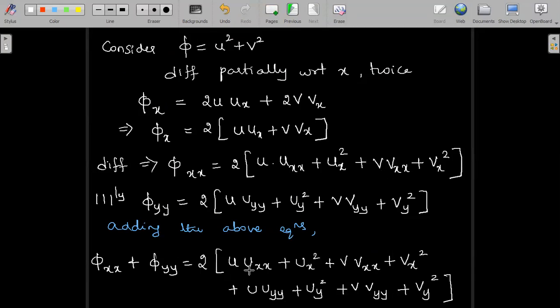Now in the next step, I will take common things together and group them. What I mean to say is, I observe that in u into uxx and u into uyy, I can take u common in these two expressions. Similarly, in v into vxx and v into vyy, I can take v common in these two expressions. Like that, I will take common and write down the things together in the next step.